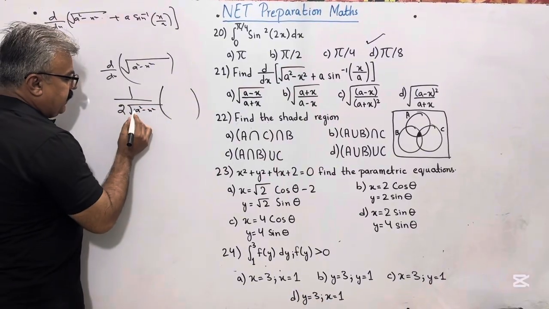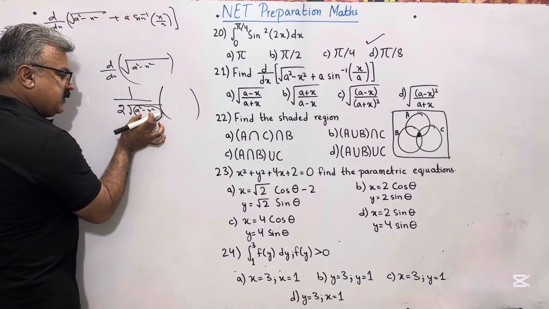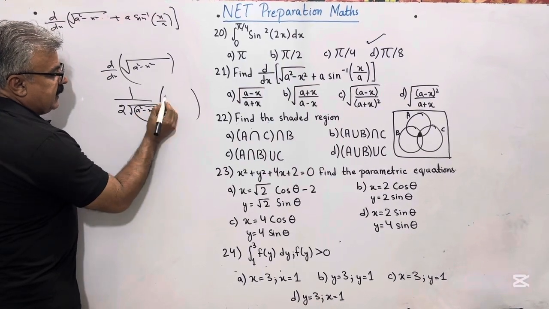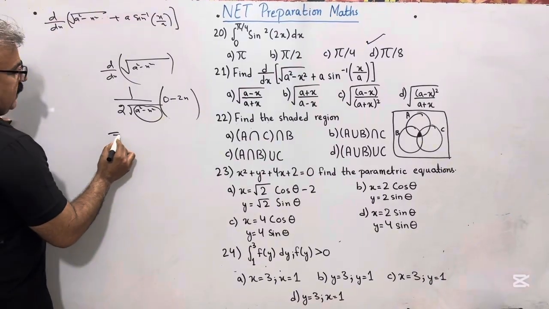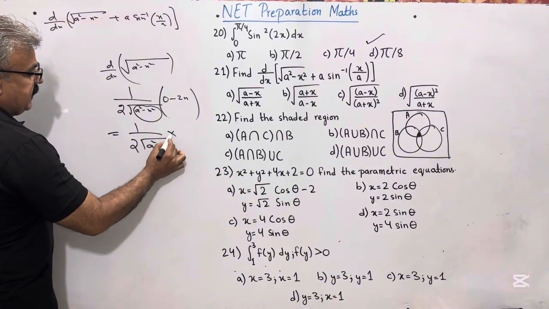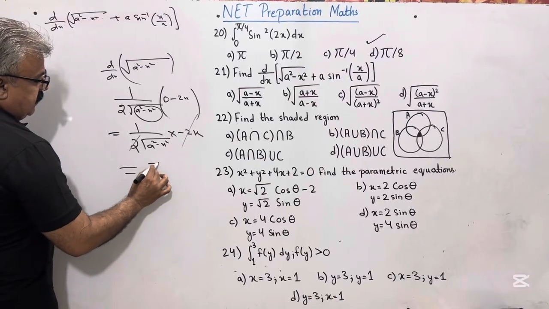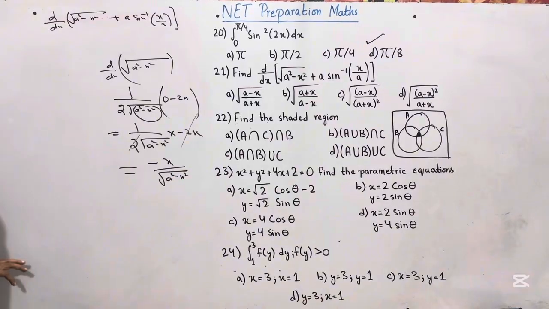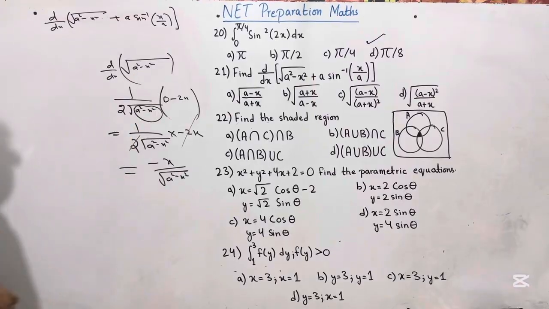Now whatever is inside the square root, write the differentiation of this inside function in the numerator. Differentiation of a square is 0 and negative x square gives negative 2x. So we have 1 over 2 times the square root of a square minus x square, times negative 2x. Cancelling out 2 and 2, we are left with negative x over the square root of a square minus x square.